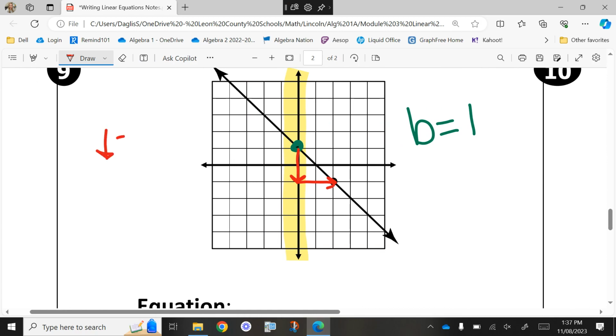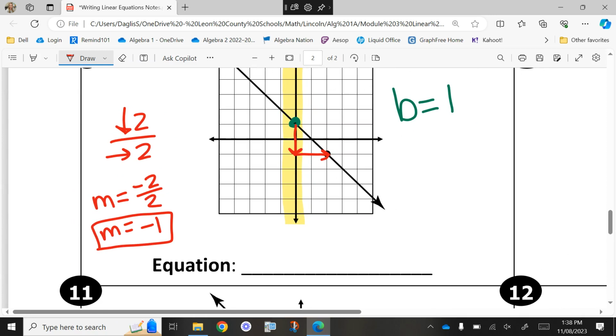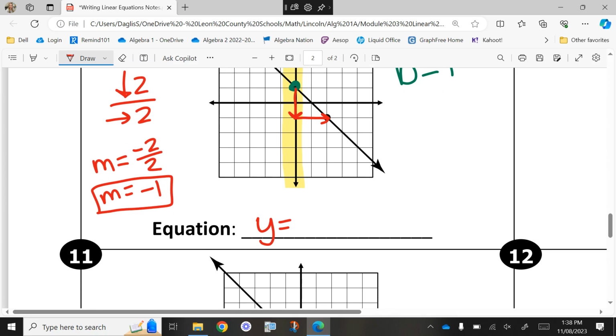Okay. So down 2 and over 2 gives me what? Careful. Remember we said it was falling down, right? Negative 1. That's technically negative 2 divided by 2. So this will give me a negative 1. Okay. So our equation will be y equals, do I usually write negative 1x? No, what do we usually write? We usually write negative x. So y equals negative x and then plus 1.